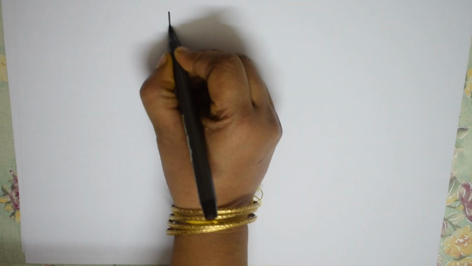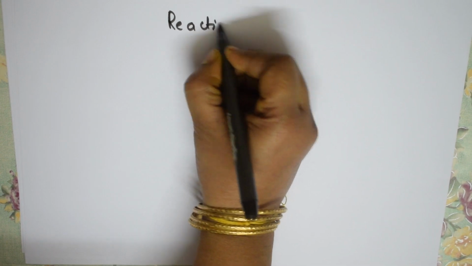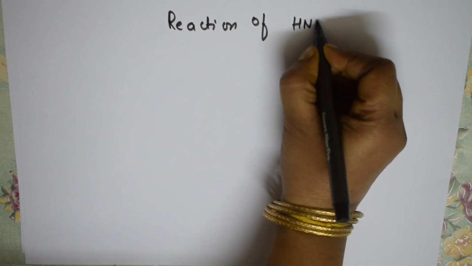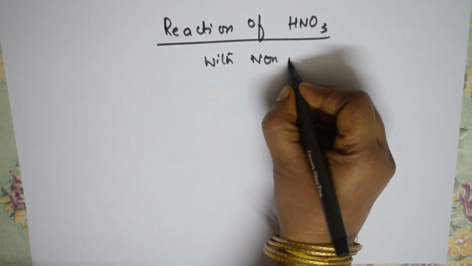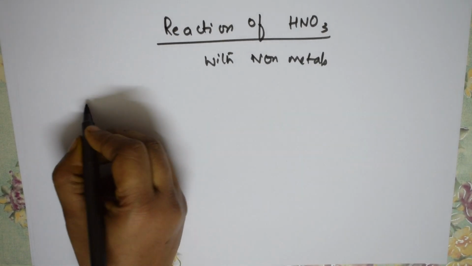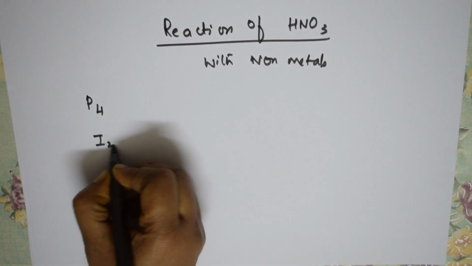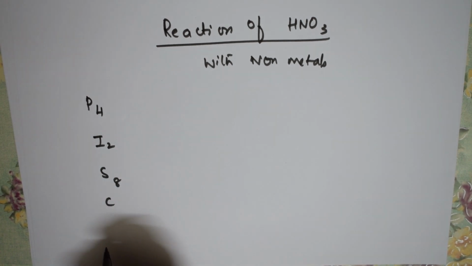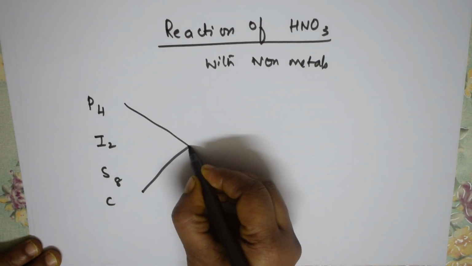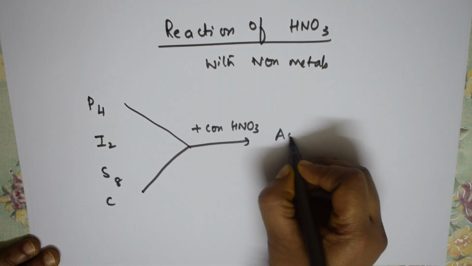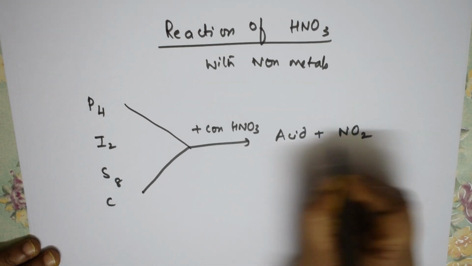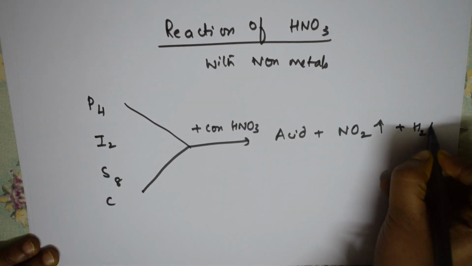That's fine, students. Now let us see the reaction of HNO3 with non-metals. So let us write reaction of nitric acid with which one? With non-metals. So what are the different non-metals? Let us take it there in NCERT. P4, I2, S8, carbon. So when you are trying to mix, we are trying to use concentrated HNO3 here. So all are going to form acid plus NO2, because it is concentrated means NO2 is compulsorily formed, water.